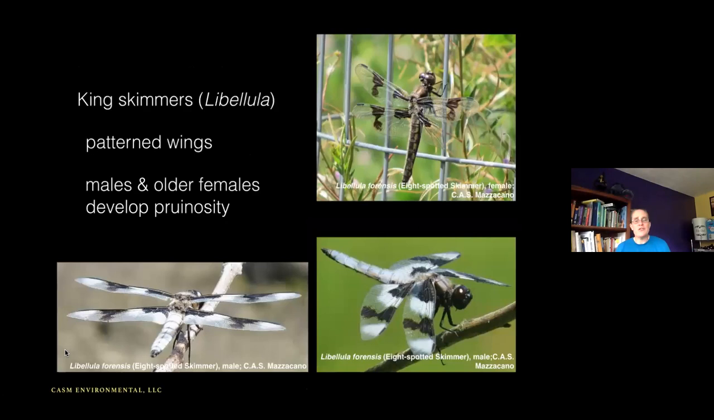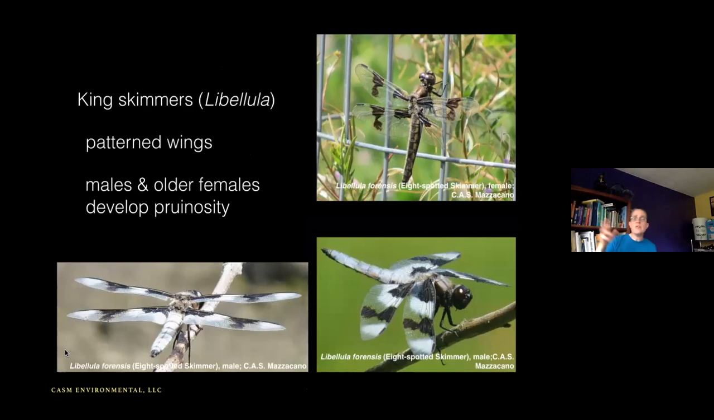This is a group that has a lot of that pruinosity as well as a lot of color patterning on their wings. And so developing that pruinosity is one way that you know that you're looking at a mature, older adult. And this is both males and older females developing this pruinosity. Sometimes in some species, it's only the males that do that. In these king skimmers, the females get it as well.